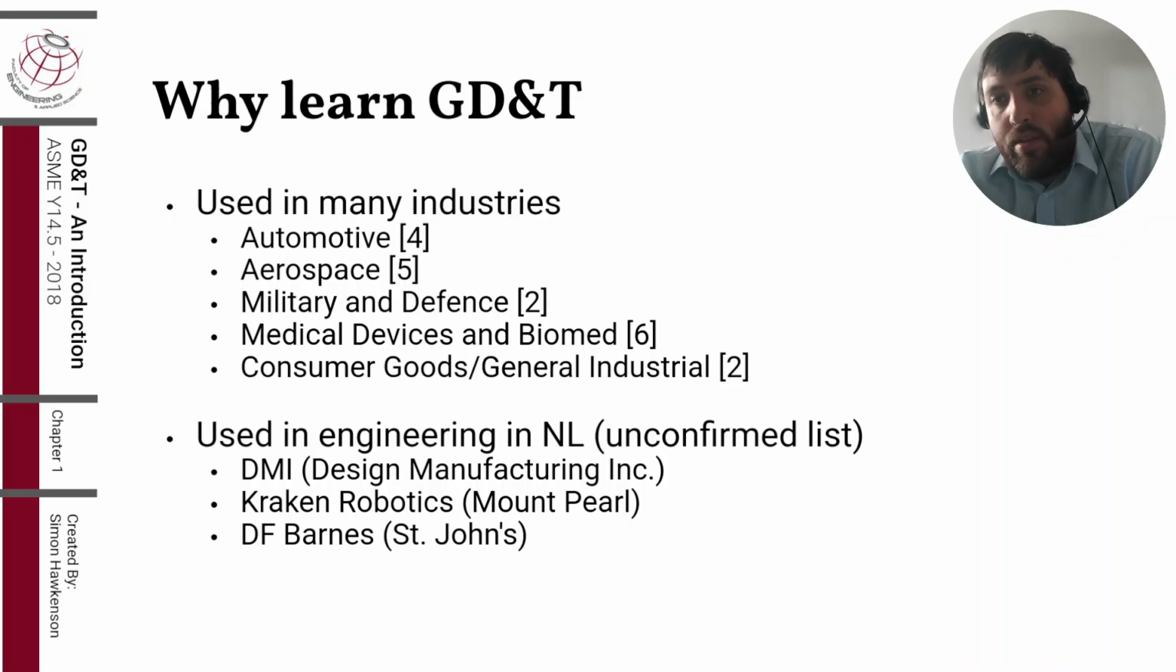Although, to be honest, this list isn't fully complete. This is an incomplete list of companies that use GD&T or that may use GD&T in Newfoundland. So here in Newfoundland: DMI, which is Design Manufacturing Inc., Kraken Robotics, and DF Barnes.